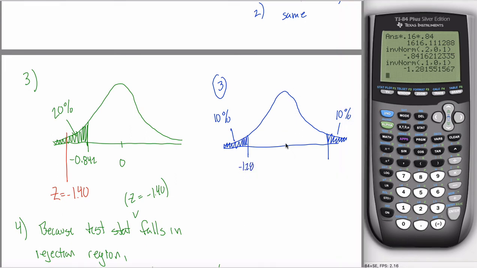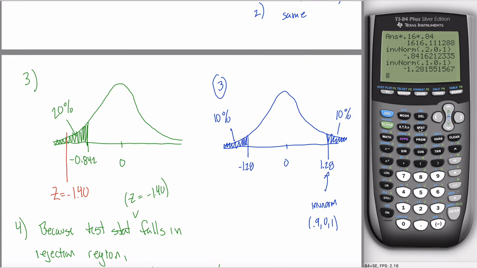Note my center is still 0. So if this is 0 and this is negative 1.28, then this must be positive 1.28. You could get that by using inverse norm and saying the area to the left of that point is 0.9 and then 0 and 1 if you wanted to. Or you can just recognize that these are going to be opposites. And now you got your two different critical values. And now what you want to do is find your test statistic.